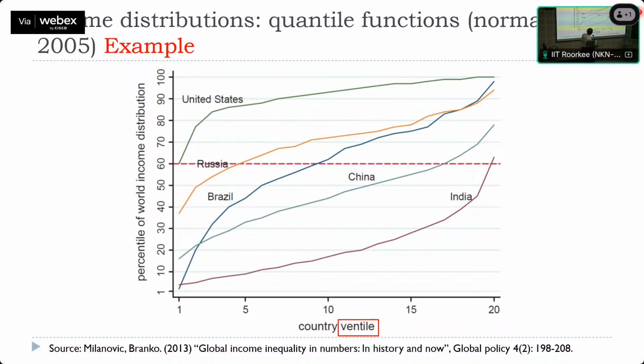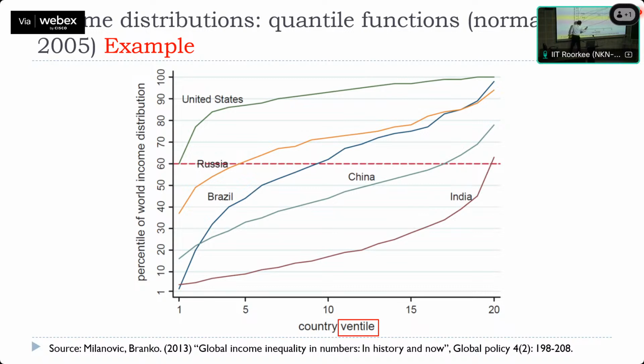This is a paper from Branko Milanovic, who is at the World Bank. What he did was present what are called ventiles. Ventiles means you present them in 20 equal groups. So you have ventiles here, and then you have the income percentiles. Here's the percentile of world income distribution.